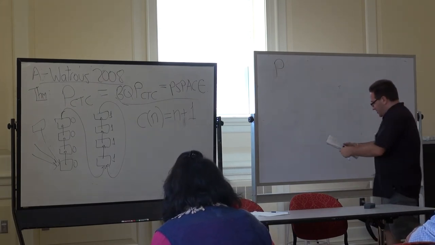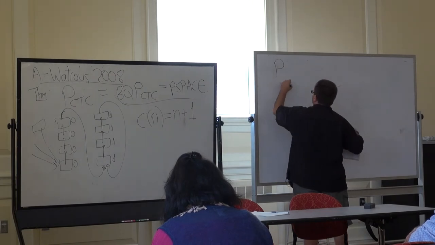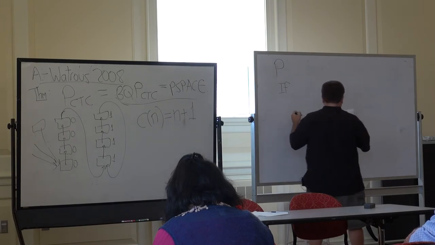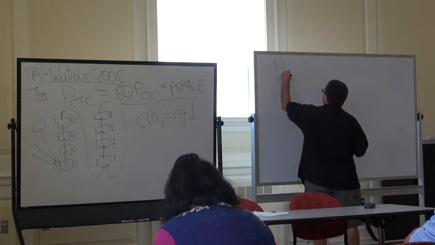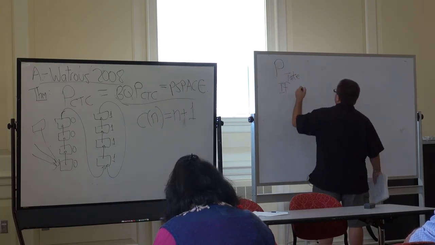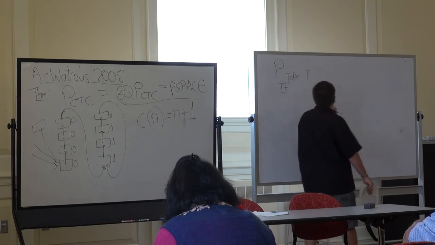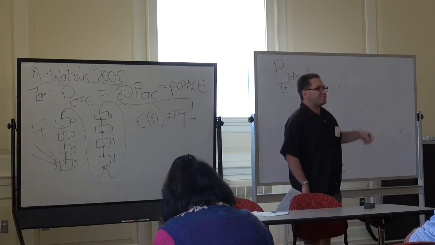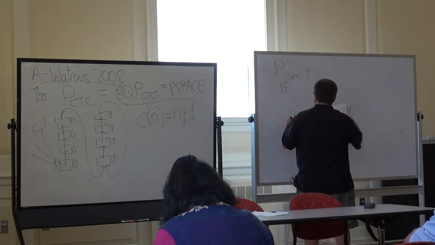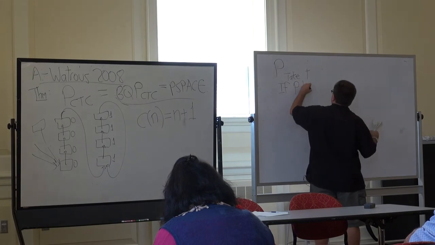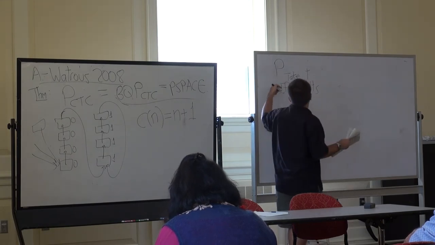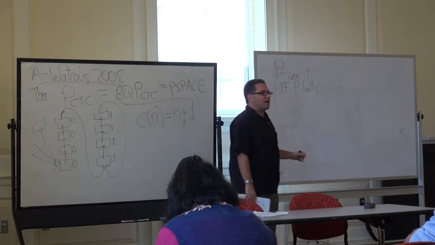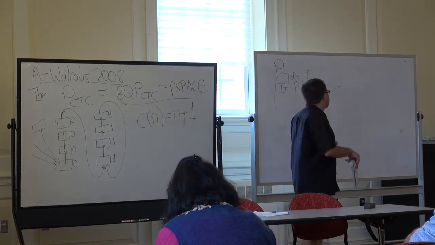Okay, so here's what I do inside of the CTC. I'm going to take in the CTC register a non-negative integer t that represents a number of steps of execution. And then, inside of the CTC, I'm going to run P for up to t steps and see what happens.